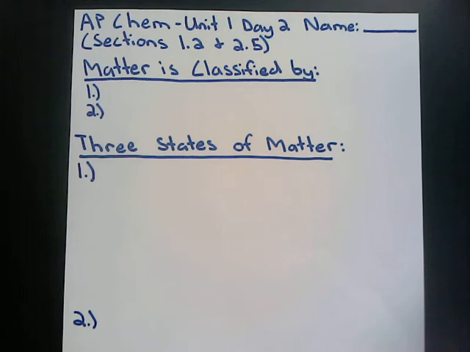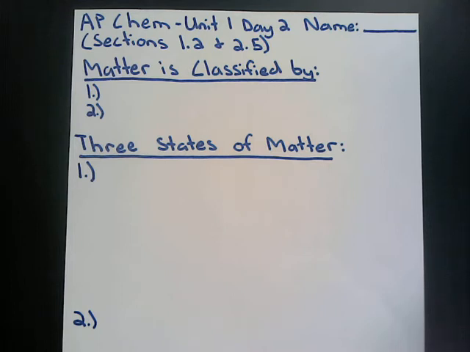element. The fourth objective is to define the terms group and period and recognize the common groups of elements. And then the fifth and final objective is to use the periodic table to determine whether an element is metallic, non-metallic, or a metalloid.